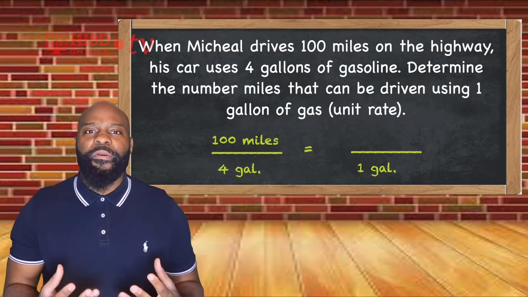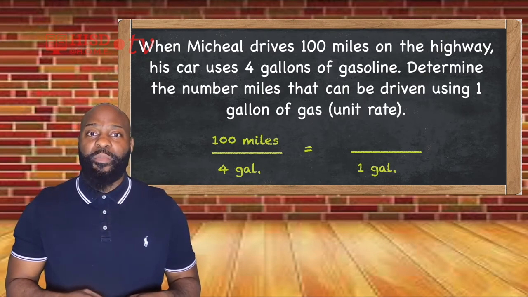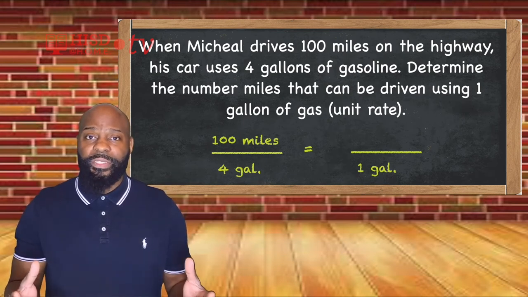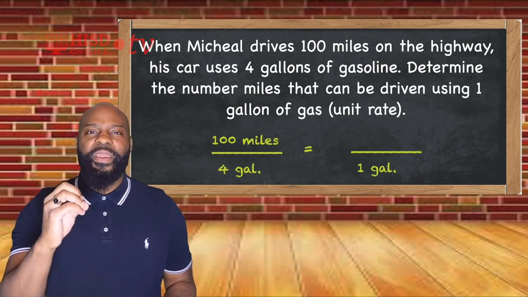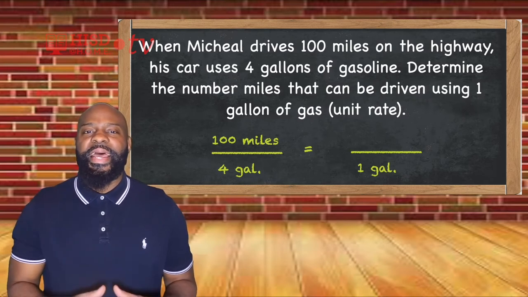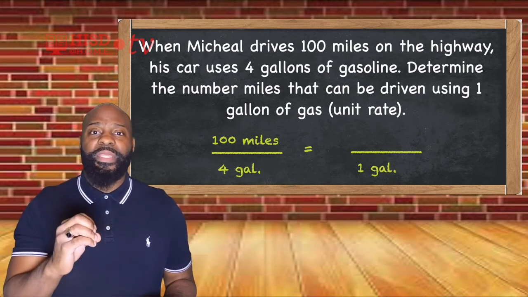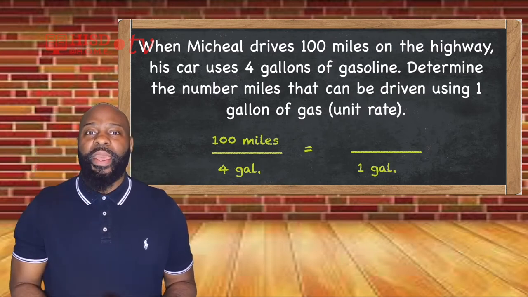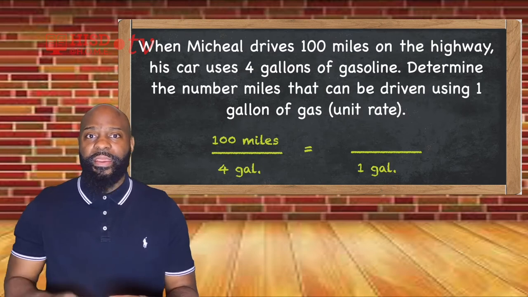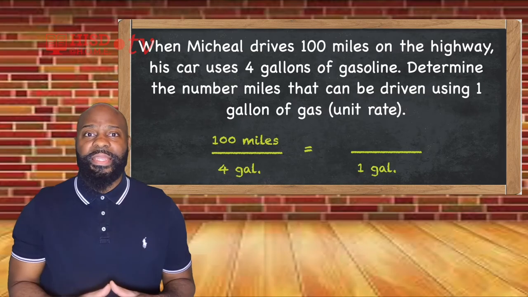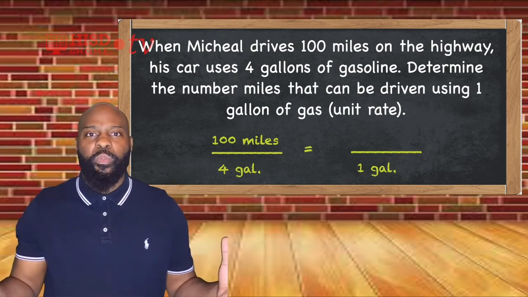Now, in order for me to have a proportion or an equivalent fraction, I must divide the very same number that I did in the denominator, and I use that in the numerator, right? It has to be the same number. You can't divide by 4 down here and divide by 25 up there. Right? The numbers are not the same. You won't get a proportion.